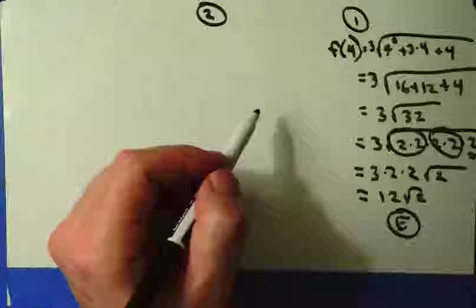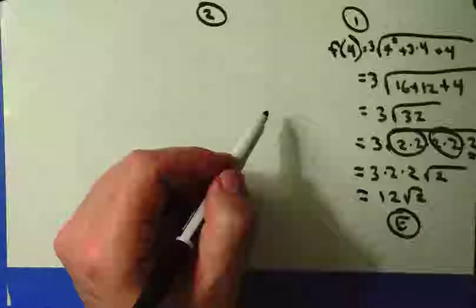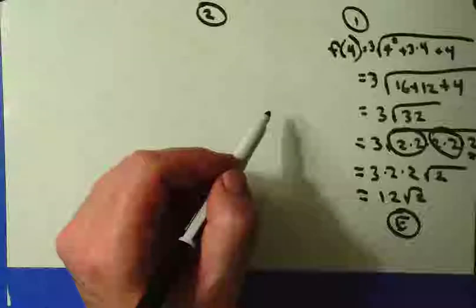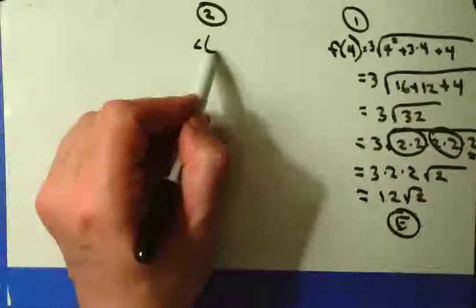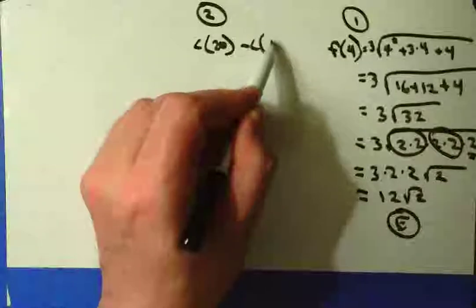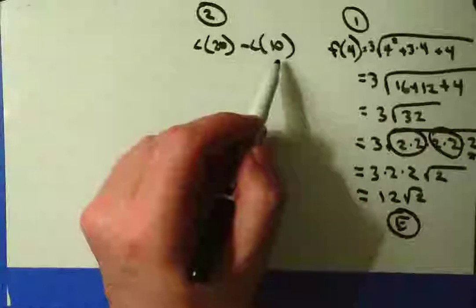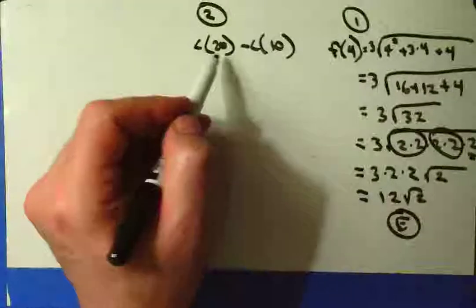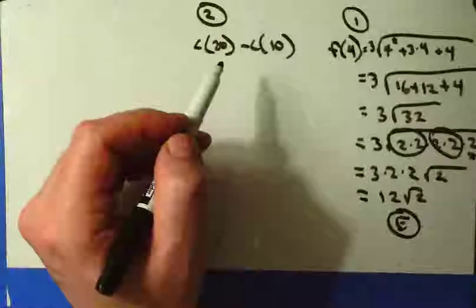2. Doctors use this function below to determine the concentration in parts per million of a drug in the bloodstream after T hours. How many more parts per million are there after 20 hours than after 10 hours? So they're asking me to do C of 20 minus C of 10. They want me to evaluate this concentration function at 20 hours, evaluate the concentration function at 10 hours, and find the difference between those, because we want to know how many more milligrams there are in the bloodstream after 20 hours than after 10 hours.